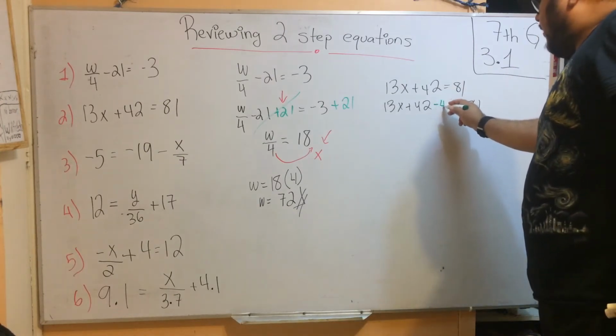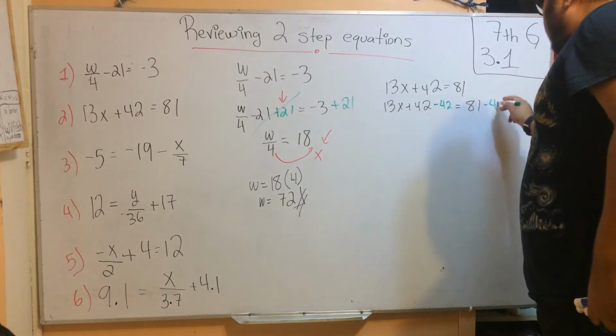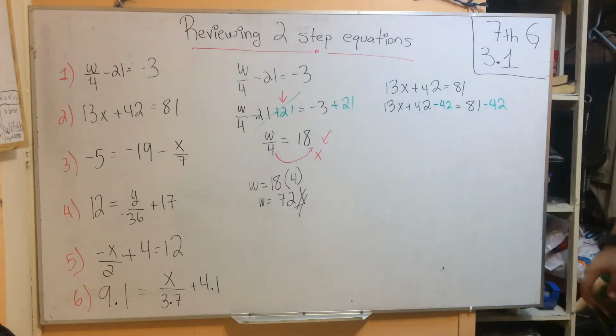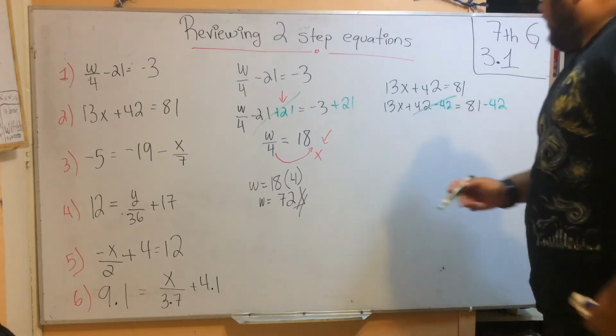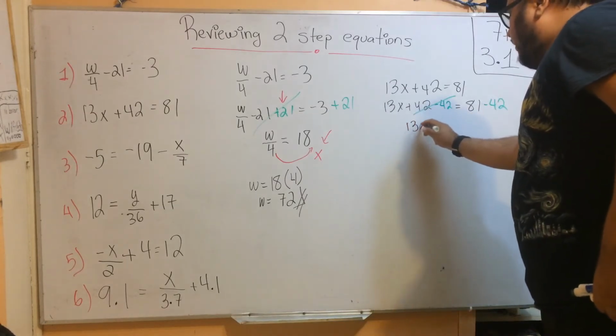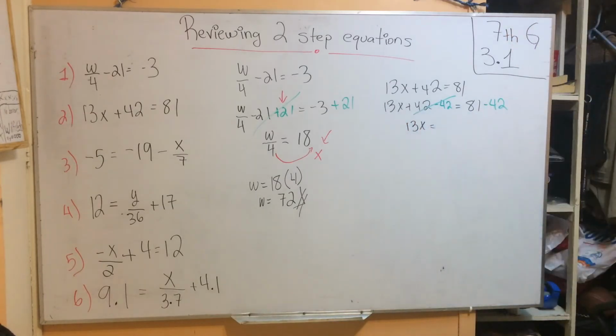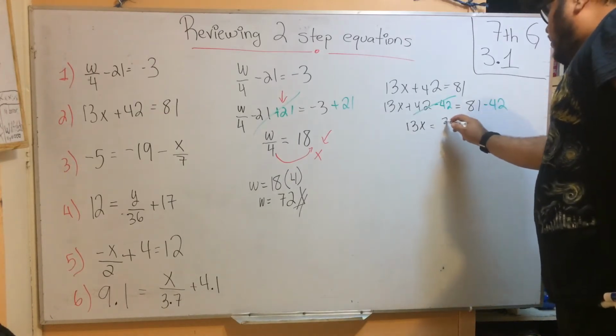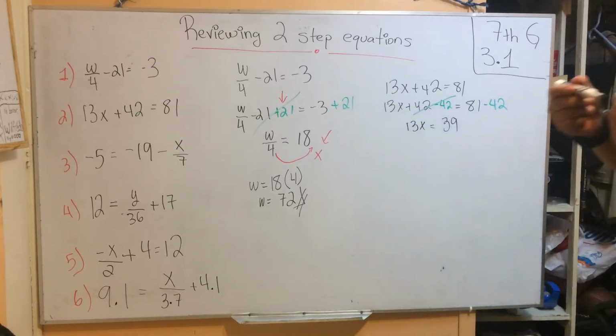So we subtract 42. That way we eliminate this part, and we would only have 13x. And 81 minus 42, we can do it in our calculators, and it's going to be 39.